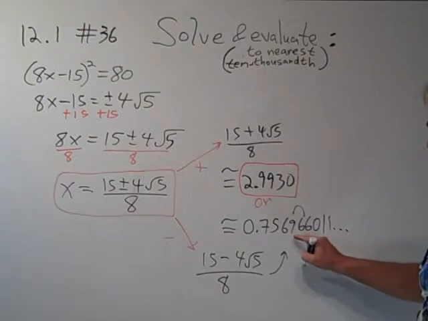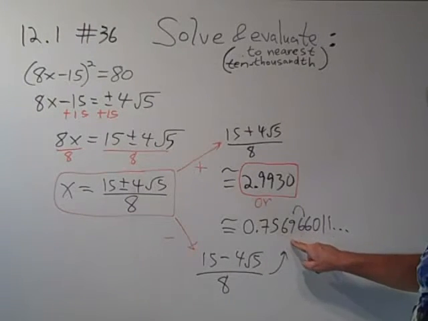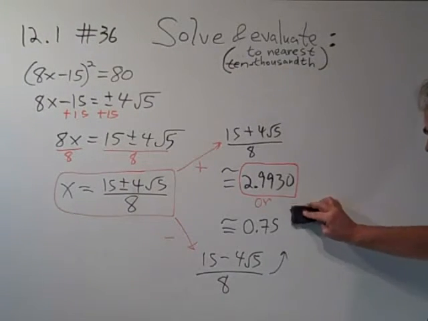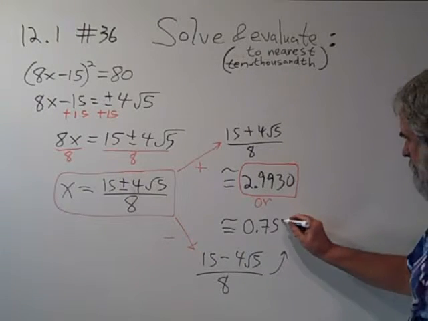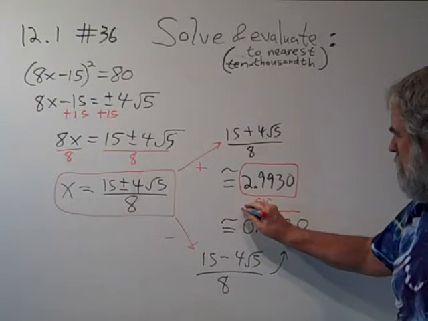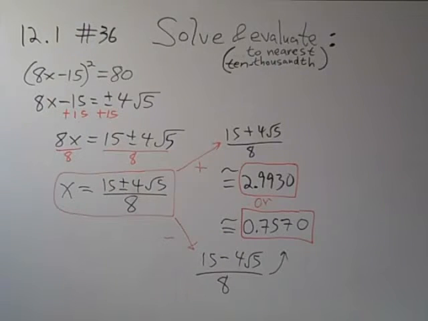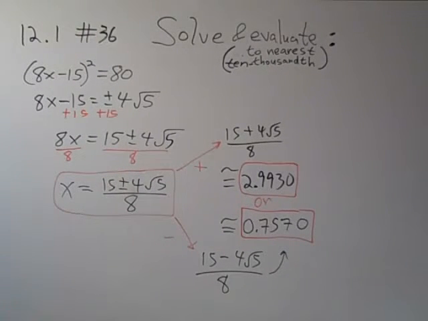Rounding this off to the nearest 10,000th, the 6 causes this digit to round up, so instead of 69, that will round up to 70 on the end. And we need to put that 0 because we're rounding off to the nearest 10,000th. So these are our 2 possible solutions, rounded off to the nearest 10,000th, along with the exact solution with the radical.